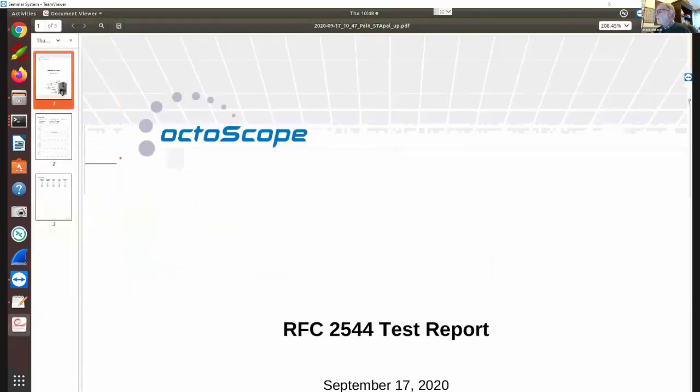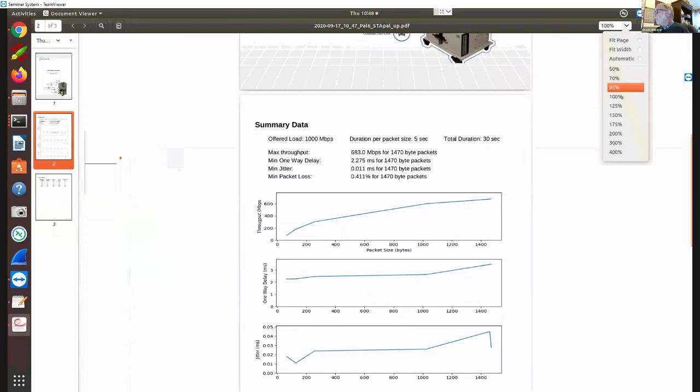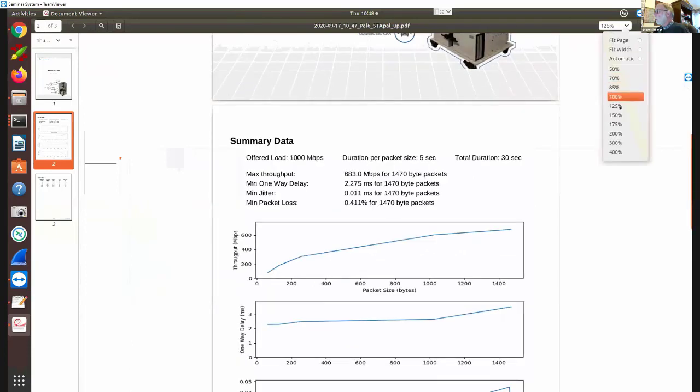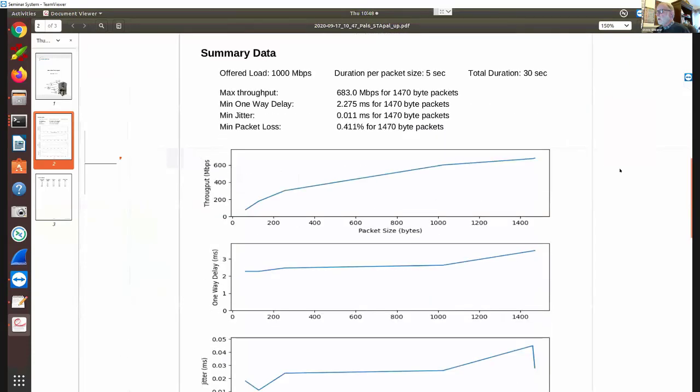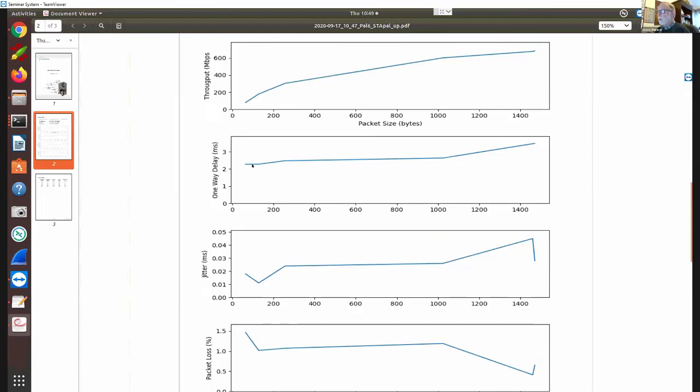All right, so we've done that analysis. We've produced a PDF report here. Let me just blow these up a little bit more. Here's a plot of the throughput for the various packet sizes. You'll see the throughput is pretty low for small packet sizes. Again, we talked about protocol overhead and so on. One-way delay is pretty much constant in this case.